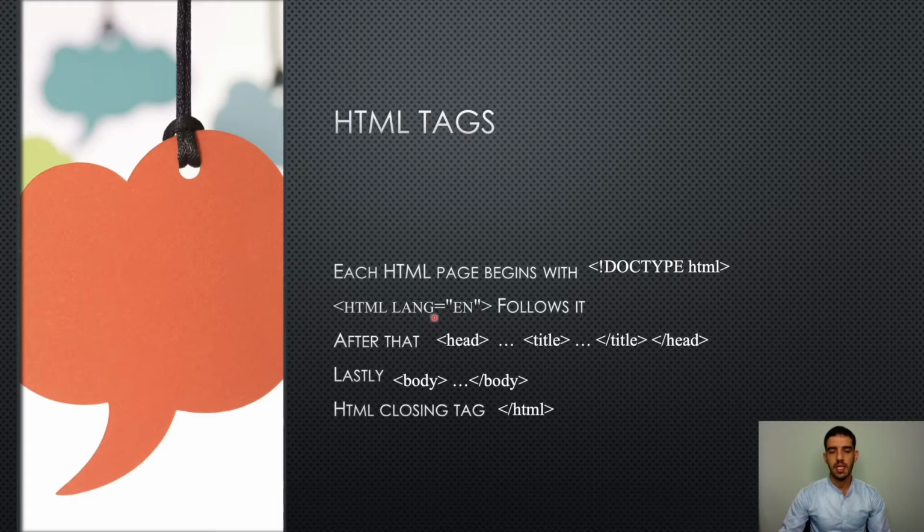So here is English. After the HTML tag, we will have the head tag, inside it the title tag, and then we close the title and also close the head. After closing the head, we begin the body tag. We'll have the content of the body tag and also close the body tag. And finally, as I said, we will close the HTML tag. So all other elements will be between the opening tag of HTML and the closing tag.